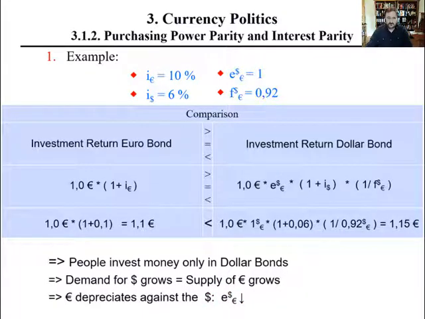This means that a spot exchange rate of $1 per euro cannot be an equilibrium value. Given this relation here, the spot exchange rate cannot be the equilibrium exchange rate. There is still adjustment pressure on the spot exchange rate.